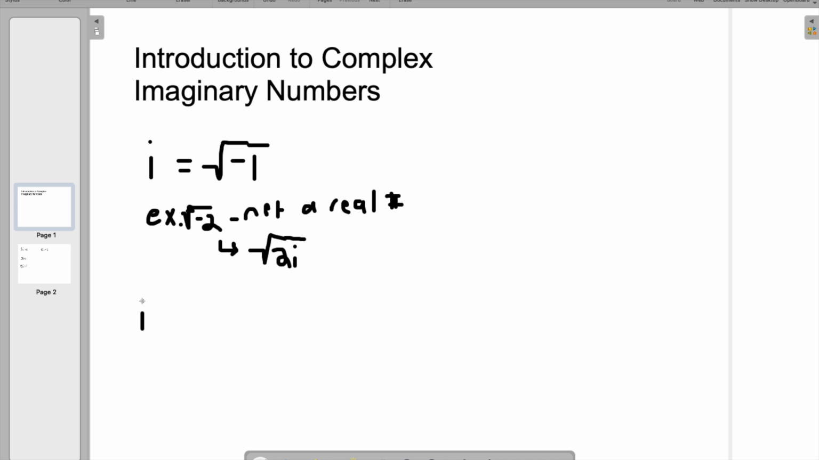And another example is i squared. And i squared is just like the square root of -1 squared. But since it's a square root, the square and square root cancel out, so it's just -1.